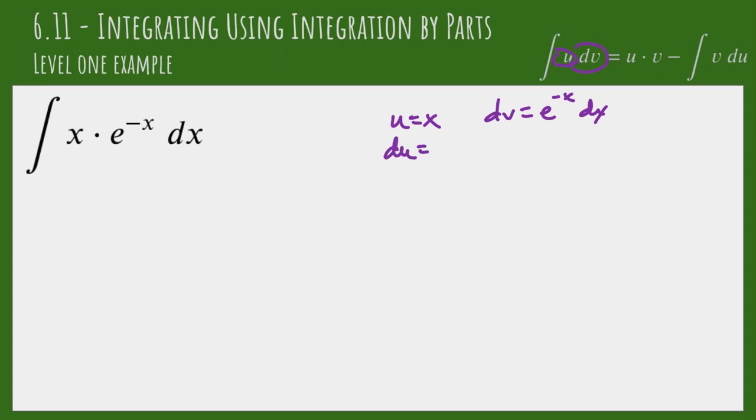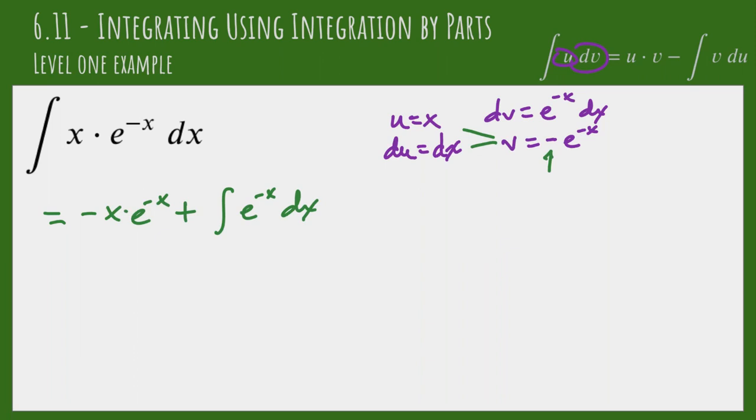So then we take the derivative of u, and we take the antiderivative of dv, and we plug into the formula. So we're going to get u times v, which is negative x times e to the negative x, minus the integral of v du. Now v has a negative here, so that's going to make that a plus, and then it's going to be e to the negative x dx.